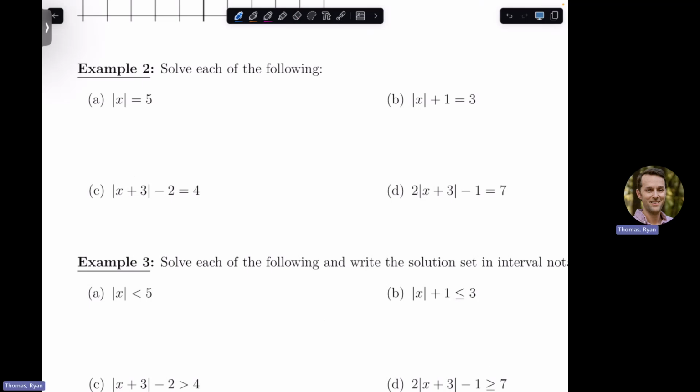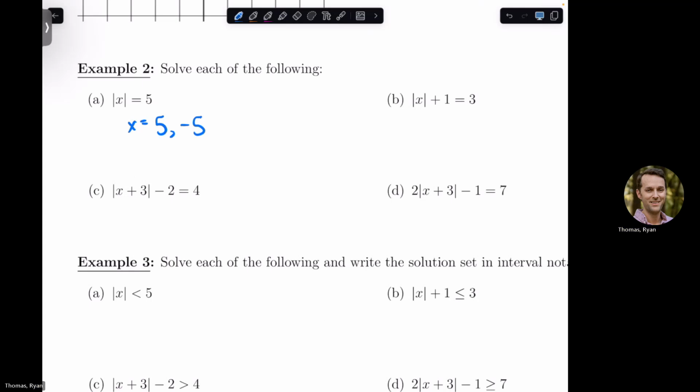Okay. A, we should pretty much be able to look at it and write down an answer. Right? Where's the absolute value of x equals 5? What is a number that is 5 away from 0? 5. Or negative 5. Absolute value of 5 is 5. The absolute value of negative 5 is also 5.